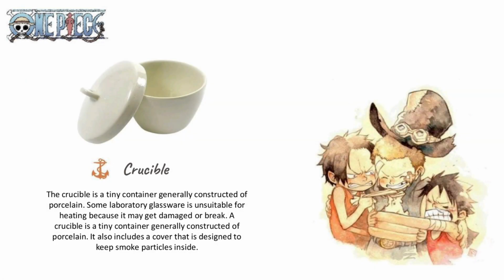Crucible. The crucible is a tiny container generally constructed of porcelain. Some laboratory glassware is unsuitable for heating because it may get damaged or break. A crucible is a tiny container generally constructed of porcelain. It also includes a cover that is designed to keep smoke particles inside.